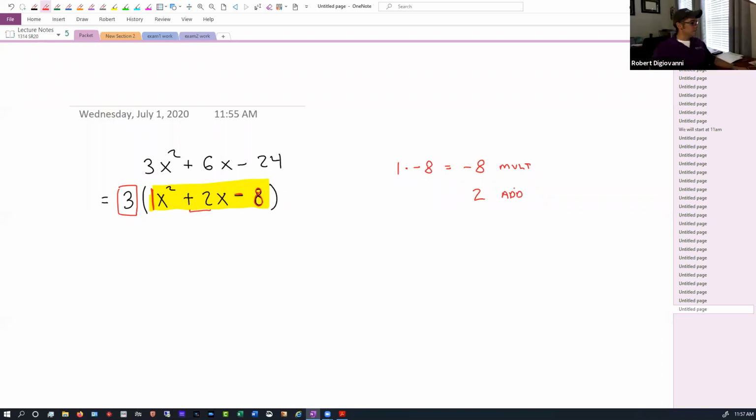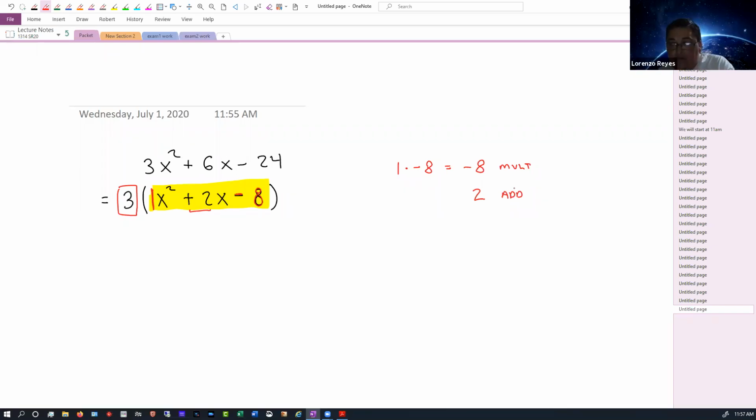Some people are really good at this part. Some people struggle with it. But just get a calculator out if you need help. You just have to come up with these numbers, though. Anybody?